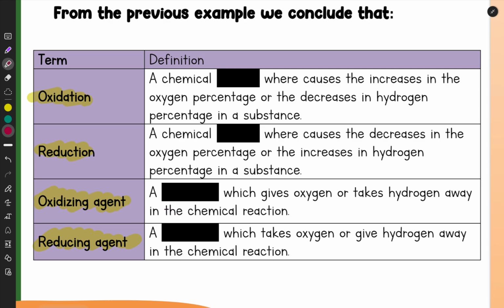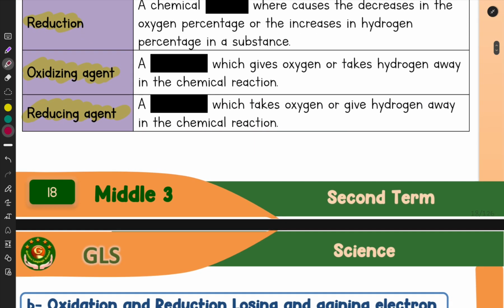Oxidizing agent, what is the meaning of oxidizing agent? It's a chemical which gives oxygen or takes hydrogen away in a chemical reaction. A reducing agent is a substance which takes oxygen or gives hydrogen away in a chemical reaction.